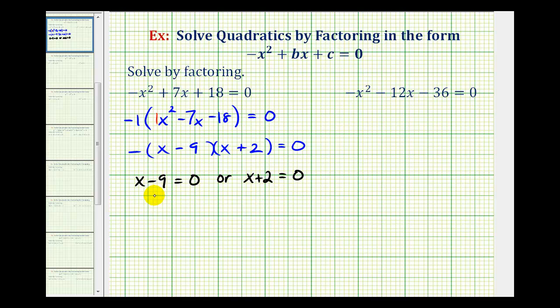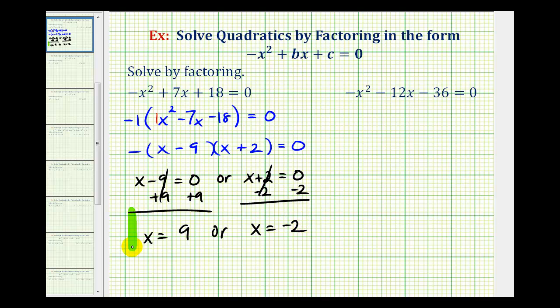So to solve this equation for x, we would add 9 to both sides. This would be x equals +9. To solve x plus 2 equals 0, we would subtract 2 on both sides. And this would give us x equals -2. These would be our two solutions. So notice how once we factor out -1 or just a negative, we can factor like we normally would.